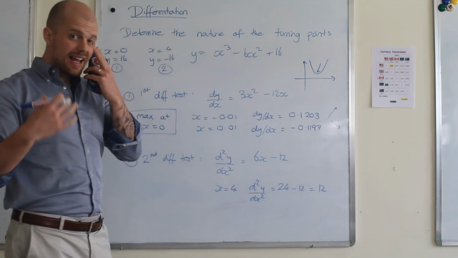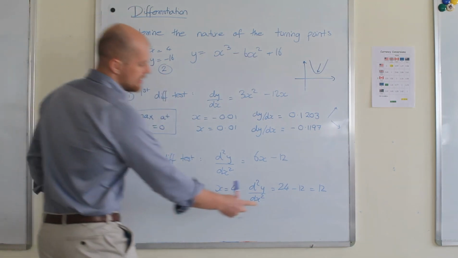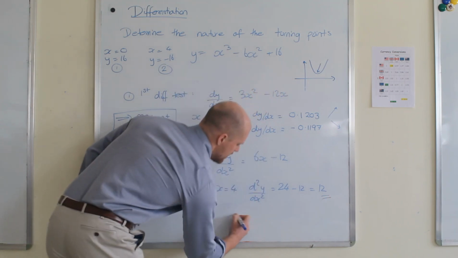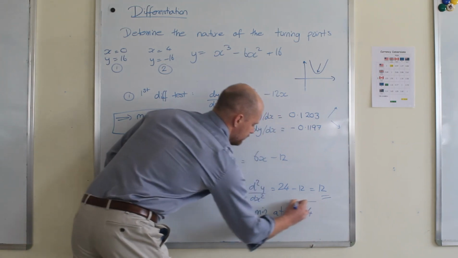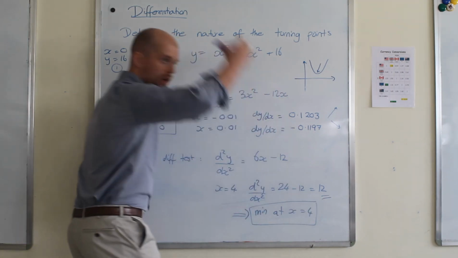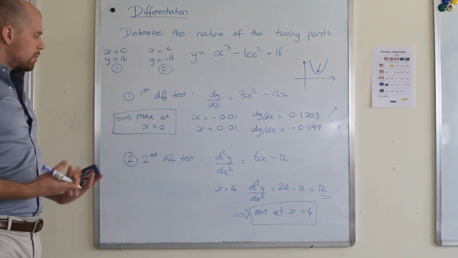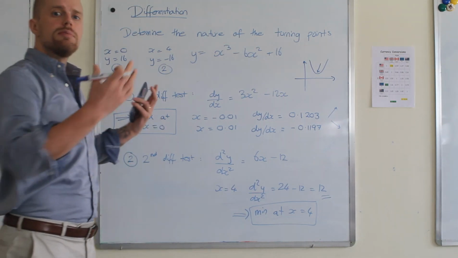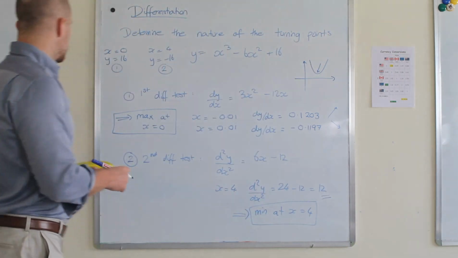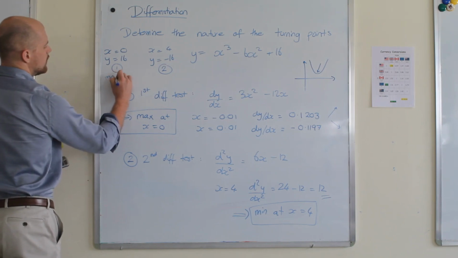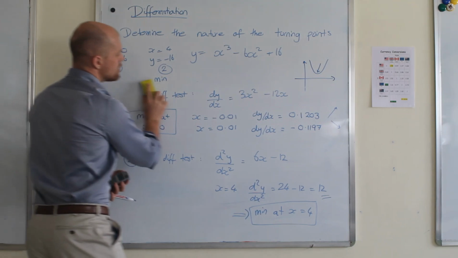Now if the second differential is larger than 0, it's a minimum. This is larger than 0, which means it is a minimum at x equals 4. I.e. the graph goes down, it gets to x equals 4, stops, and then goes back up again. If d squared y by dx squared, the second differential, were smaller than 0, it would be a maximum. So what we know is that x equals 0 is a max, and x equals 4 is a minimum. That will allow me to sketch the graph.